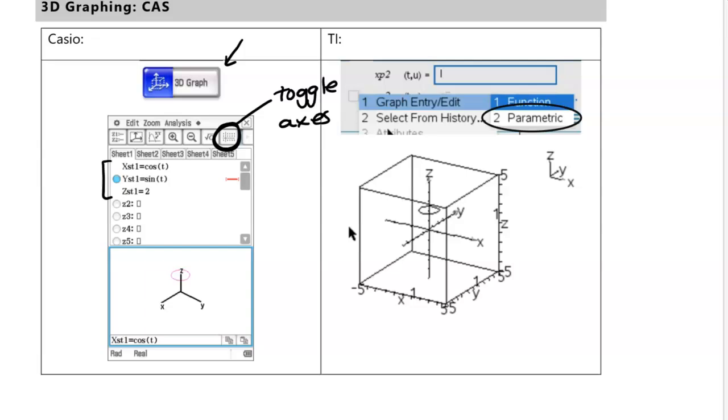Now, I haven't confirmed this on the TI, but have a little check. I've put what someone suggested as the options that you need to go through to get this.